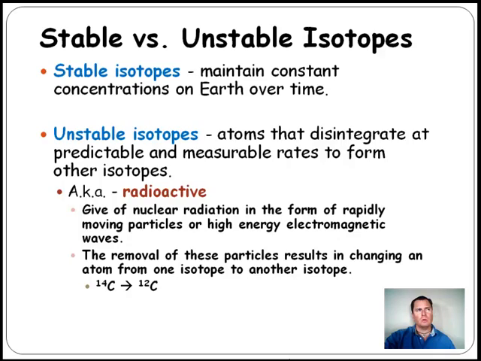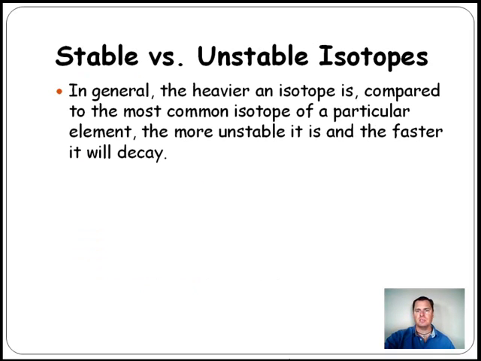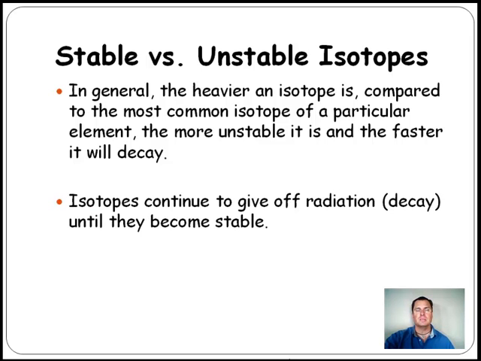In general, what we see is that the heavier an isotope is compared to its most common form, the easier it's going to break down, or the more unstable it is, and the faster it will decay. And these unstable isotopes continue to decay or to give off radiation until they become stable, until they hit one of the stable forms.